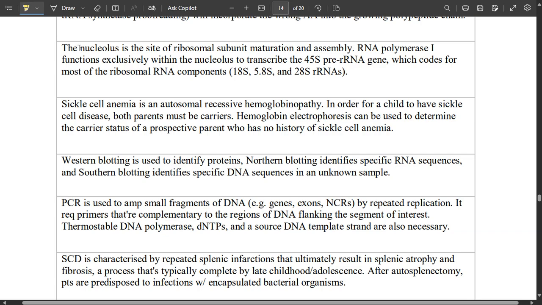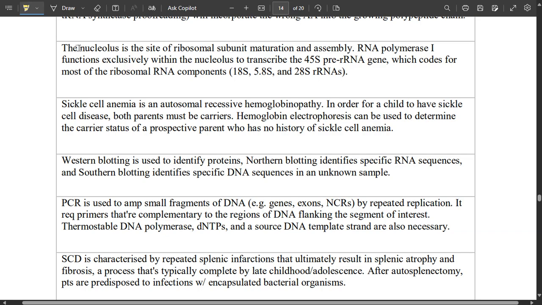RNA polymerase 1 functions exclusively within the nucleolus to transcribe the 45S pre-rRNA gene. What is the function of RNA polymerase 1? The nucleolus is where all the ribosomal subunits, 28S, 18S, 5.8S and others, come together, assemble and mature. RNA polymerase 1 is an enzyme which functions exclusively within the nucleolus.